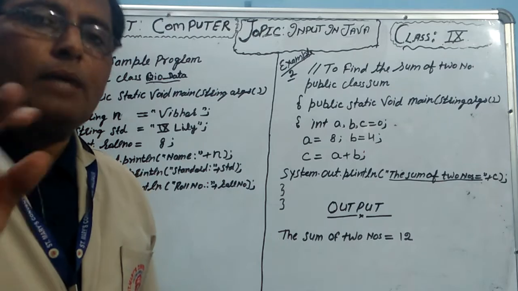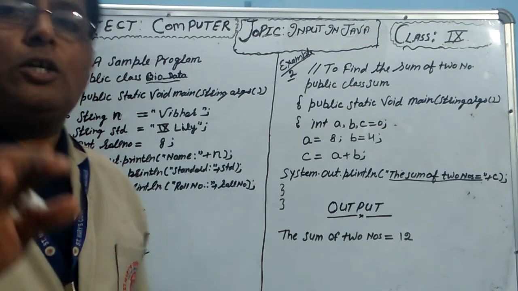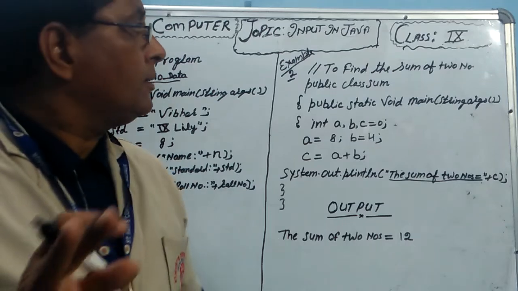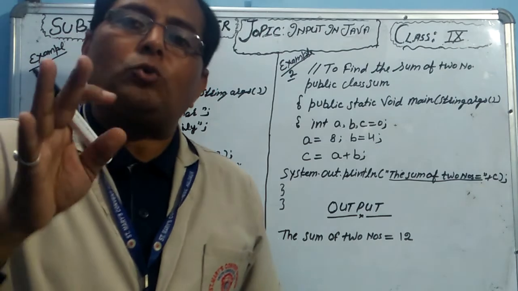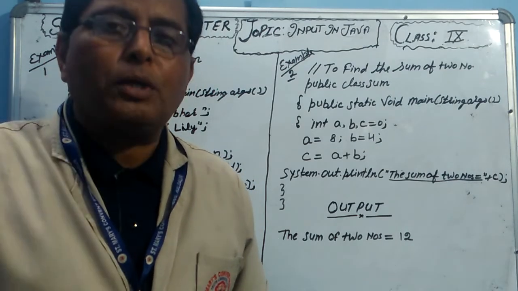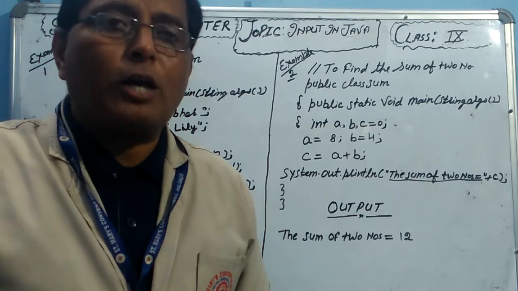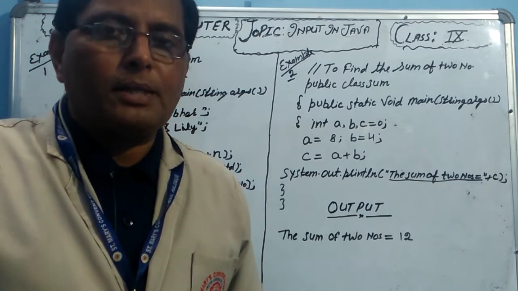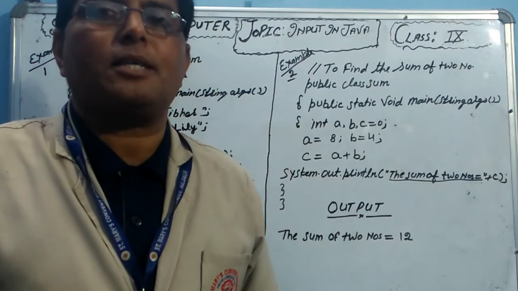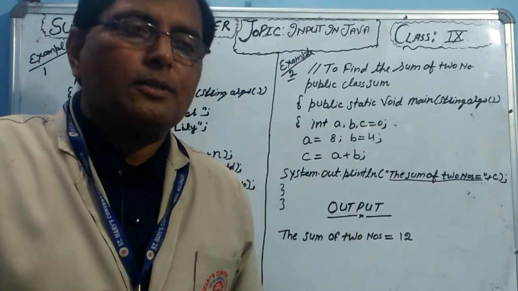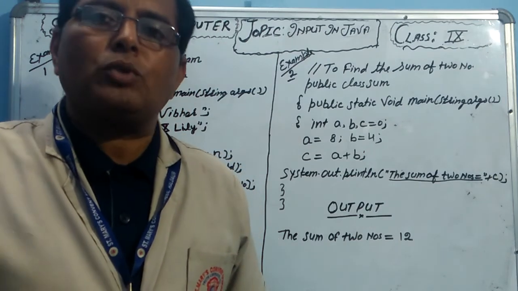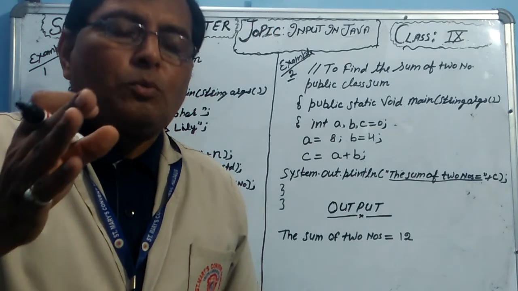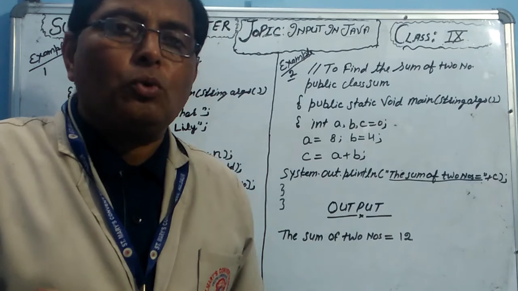So today I will give you homework programs. Please note them down. One is to find the multiplication of two numbers with the help of the assignment statement. Next, you have to subtract the two numbers with the help of the assignment statement. And next, you have to divide the two numbers with the help of the assignment statement. These programs you have to do as your homework.